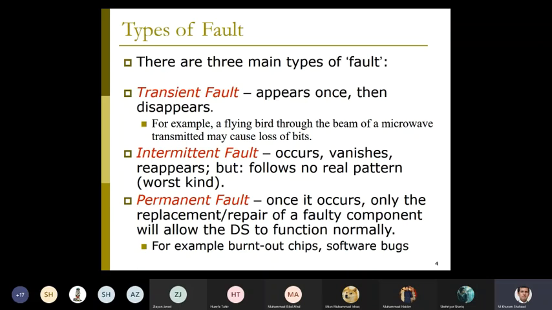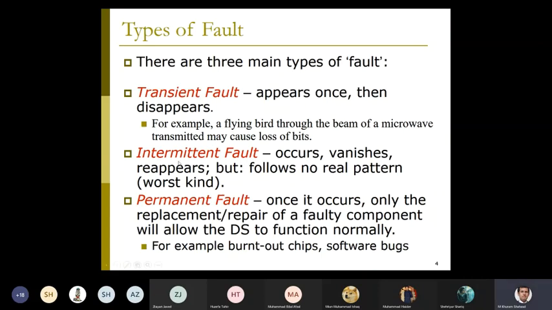Transient fault appears once and then it disappears. It doesn't affect the functioning of the system except for a small period of time. This fault comes and then disappears, and mostly you don't notice it. An example is when a flying bird passes through the beam of a microwave transmitter and may cause loss of bits. So there could be a bit error in the transmission line.